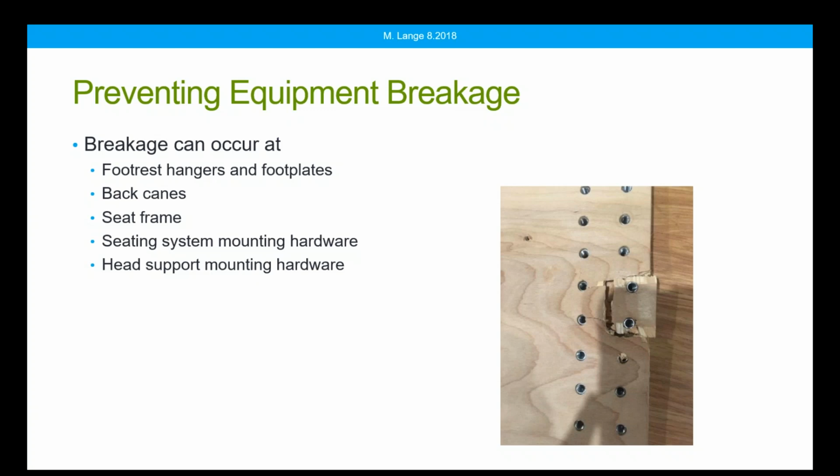Pictured here, this is just a wooden base for a linear back, and it's got a series of T-nuts in it to attach components. Well, where it broke here, that's where the lateral trunk support was attached, and this person was repeatedly banging against this with so much force that it absolutely broke through this wood base.